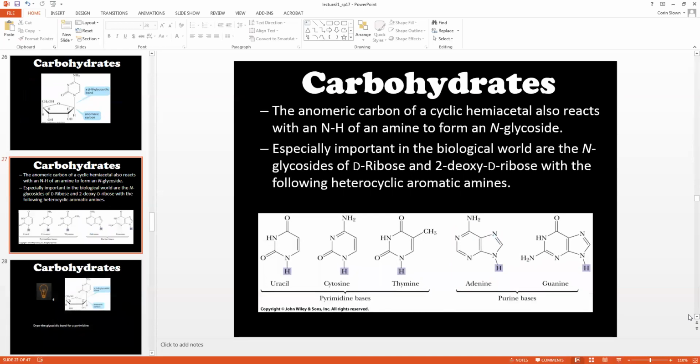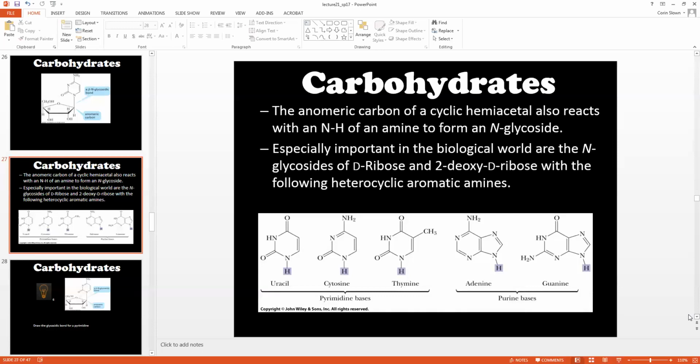Well, if we think about the anomeric carbon of a cyclic hemiacetal, it can react with an amine to form an N-glycoside. In the biological world, the N-glycosides of D-ribose and 2-deoxy-D-ribose with the following heterocyclic aromatic amines comprise our nucleotides. So uracil, cytosine, and thymine are our pyrimidine bases, and then adenine and guanine are our purine bases.